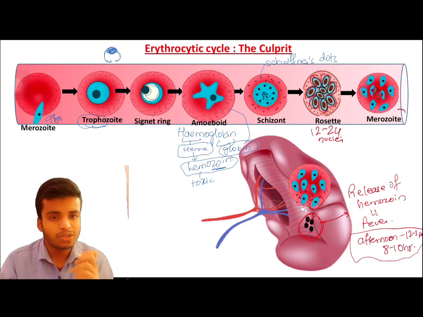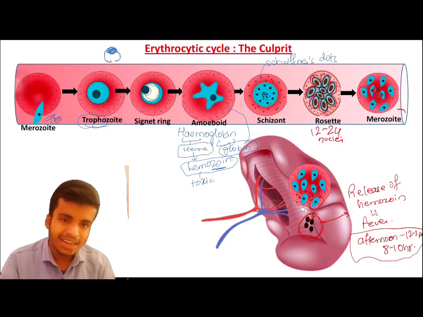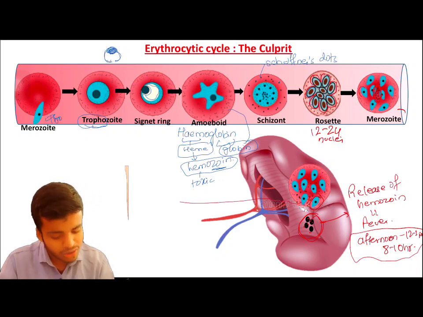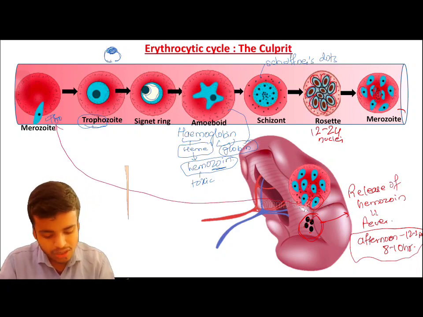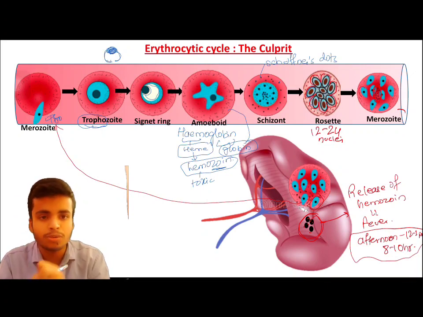So hemozoin is released in the spleen. Don't forget this. This was a question in CE 2021. Now what happens is, some merozoites are also released, right? So some merozoites will come again into new fresh RBCs and infect them.